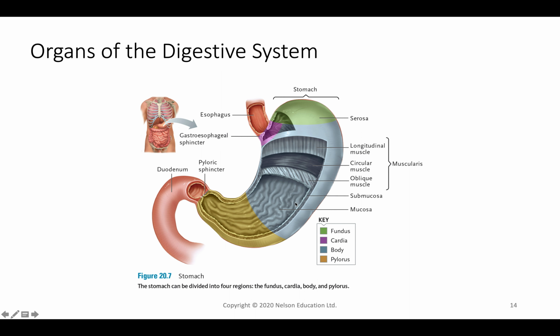Here we have the submucosal layer, which is going to have the mucosal layer on top of it. And these here are called rugae, and they allow for the stomach to expand. So the stomach can hold up to a gallon of food.